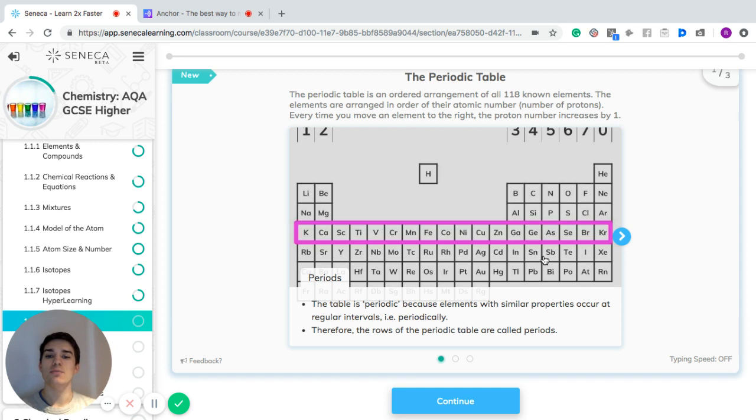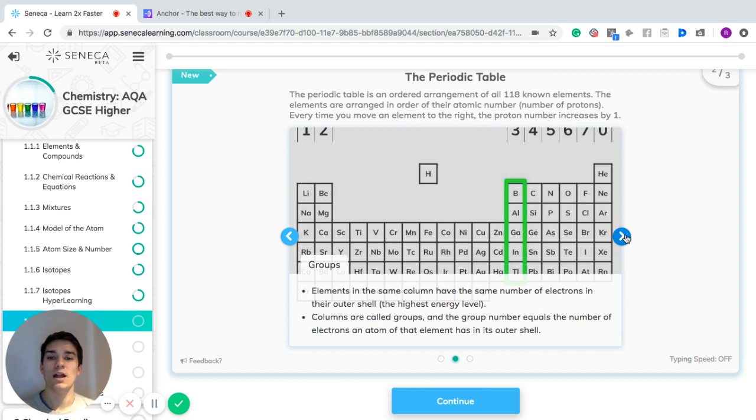So the table is periodic because elements with similar properties occur at regular intervals, i.e. periodically. Therefore, the rows of the periodic table are called periods.